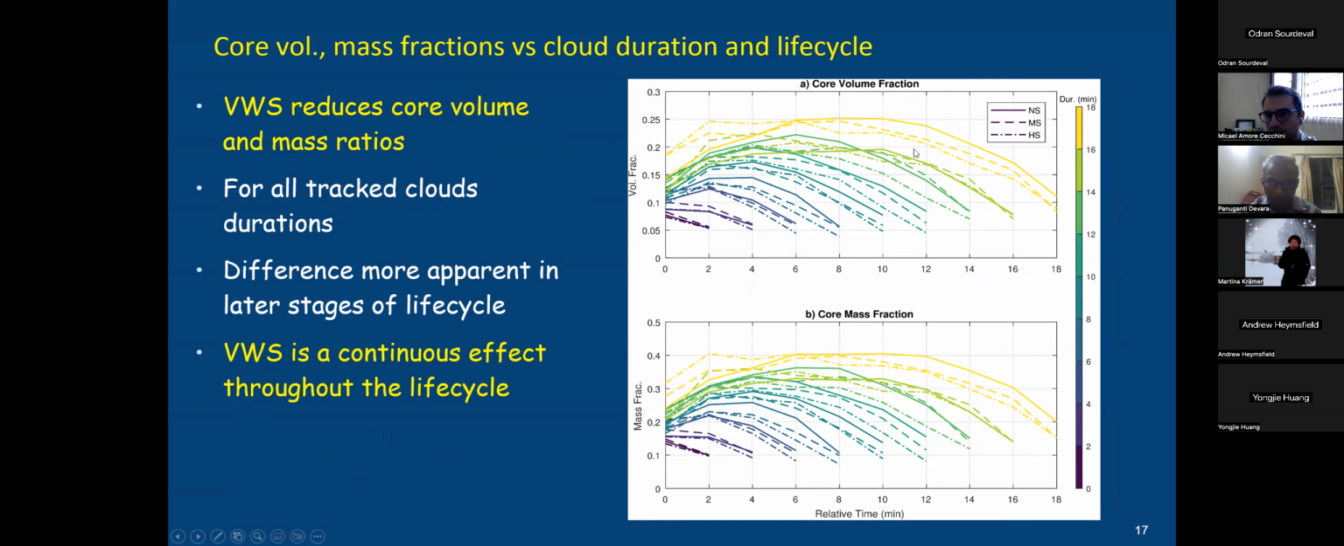So you can see that the fractions tend to be lower when you have wind shear. So the dilution effect is indeed taking place here. And the effects are a bit more apparent, not at the beginning of the life cycle of the clouds, but later on, which I guess means it takes a little bit of time for the wind shear effect to take place.